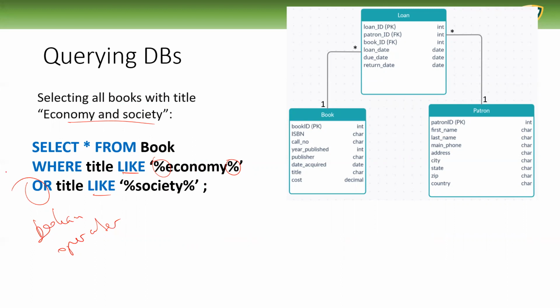If you wanted to change that, instead of or, you write the word and. So you want the books that have the words economy and society in the title. That's how you would search for that.